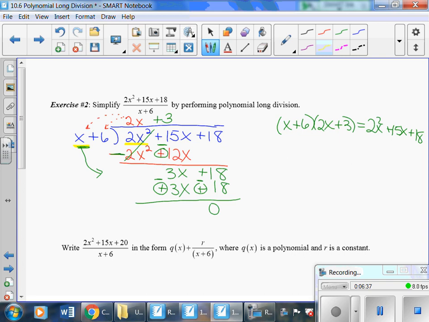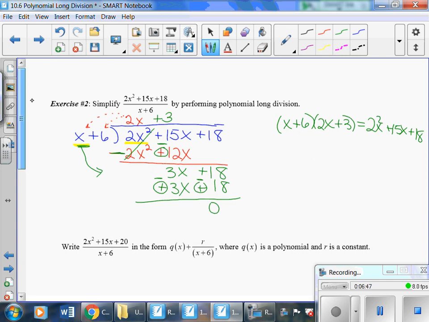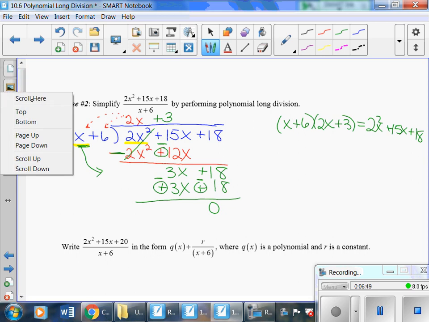Okay? So now let's look at what happens when we do have a remainder. And again, these are a little tricky. Write down what you need to before we move on to the next one.